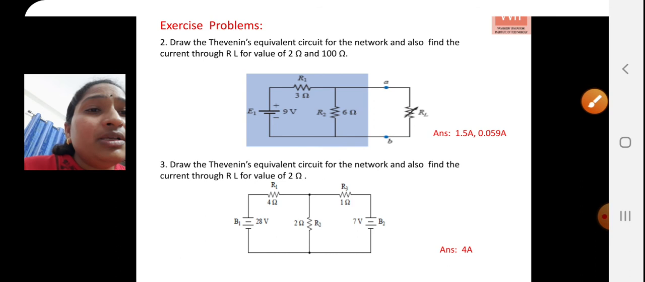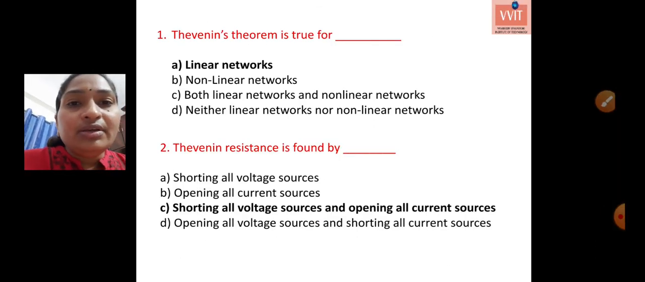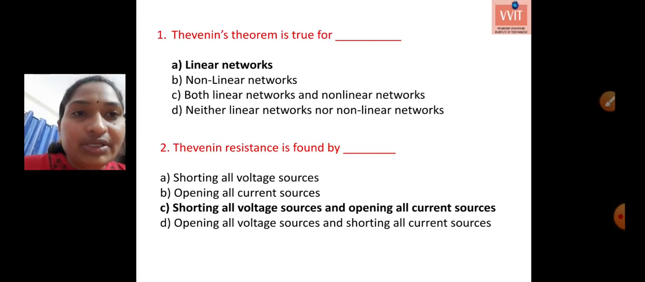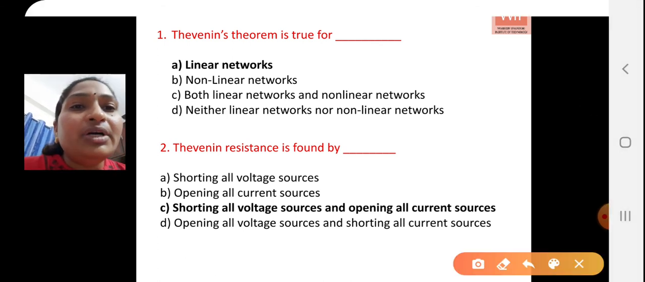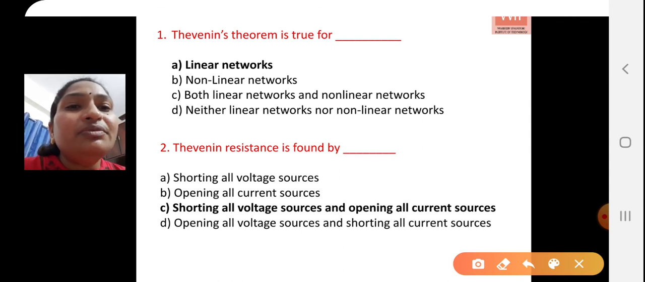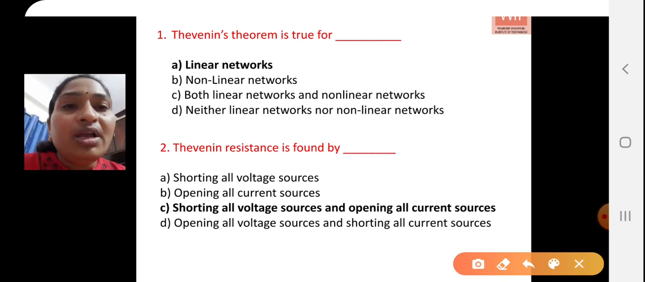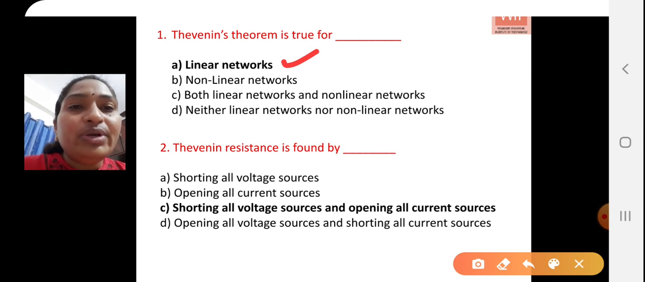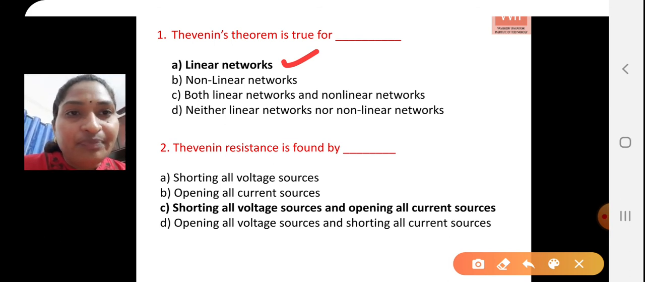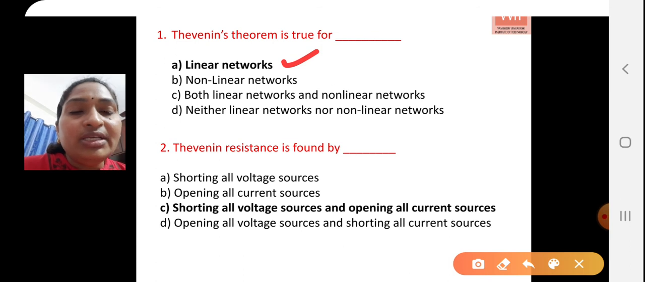Now let us see some objective questions on Thevenin's theorem. Thevenin's theorem is true for which type of networks? Either linear, non-linear, both, or neither linear nor non-linear. In the statement itself we have seen Thevenin's theorem is applicable for a linear bilateral active network. So it is only applicable for linear networks which obey Ohm's law. Linear networks means networks which contain linear elements.